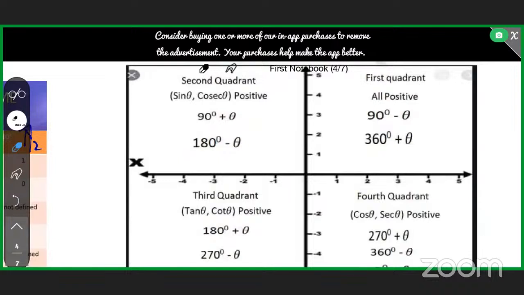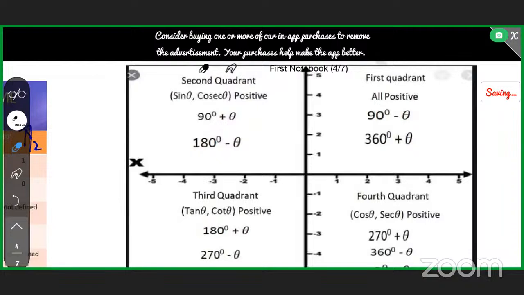We know the angles of the quadrants. In the first quadrant, the angle starts from 0 degree, and the maximum angle that we can have is 90 degree. Therefore, I can say the first quadrant angle is theta, more than 0 and less than 90. Whereas my second quadrant angle starts from 90 and reaches a maximum of 180. That means it can be more than 90 and within 180, that means 90 plus theta, 180 minus theta.